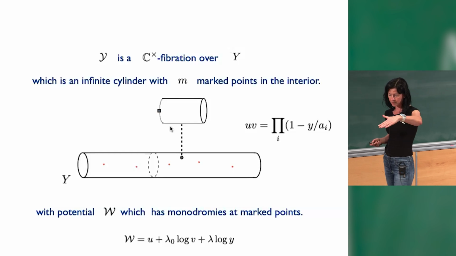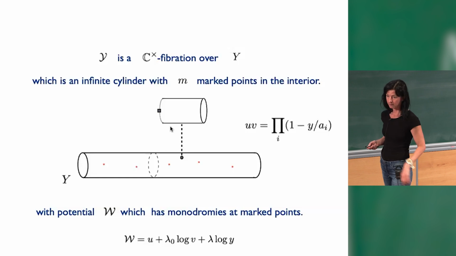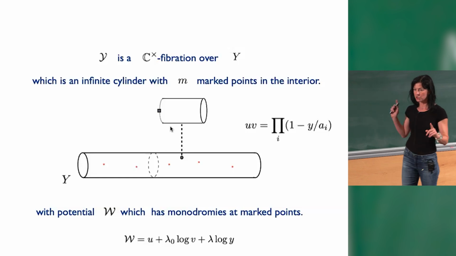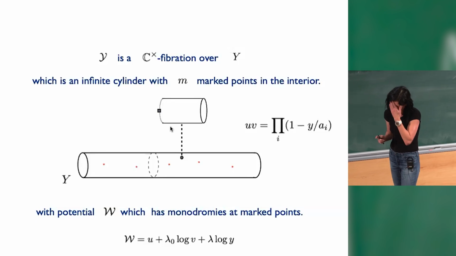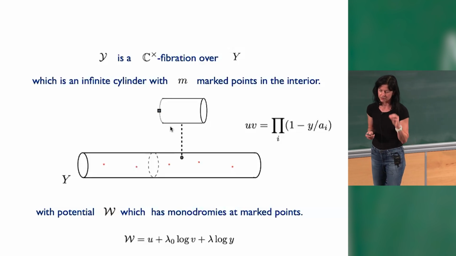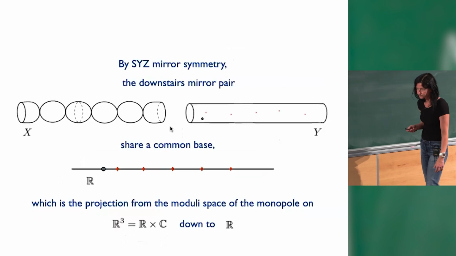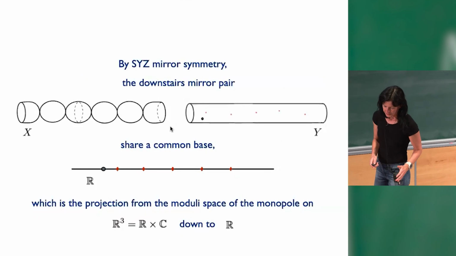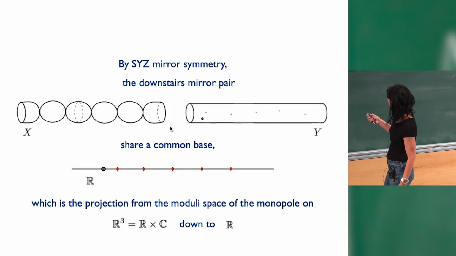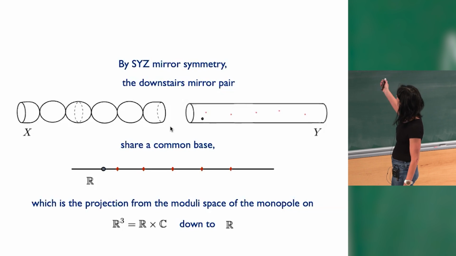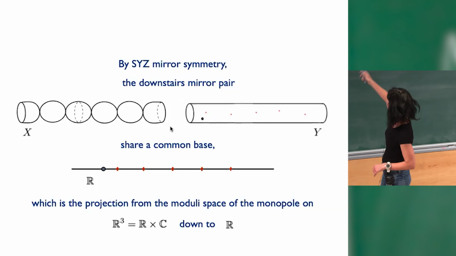So the big Y is a C star fibration over an infinite cylinder with M marked points. So your G is not Langlands dual in any way? No, the Langlands duality does not enter mirror symmetry. The G's are the same. Sorry. Not here, not in this setting. So by SYZ mirror symmetry, the two cores share a common base, which is a real line with some number of special points.